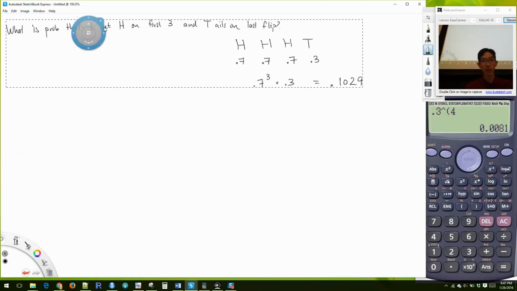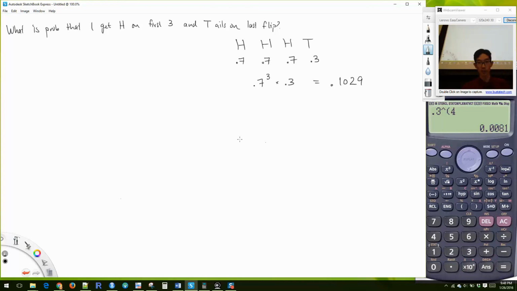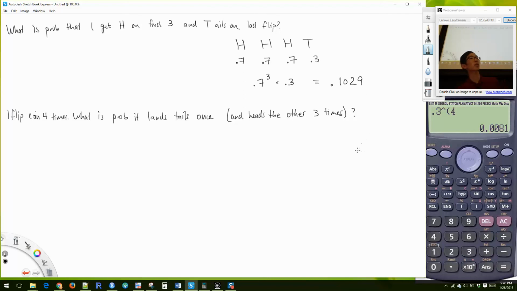Contrast this question, what's the probability I get heads on the first 3 and tails on the last flip, versus this: I flip the coin four times. What is the probability it lands tails once, which implies heads the other three times? Okay, is it the same answer as this? No, there's a difference here, right? What is the probability that it lands tails once and heads the other three times? And we're going to say the order doesn't matter. Order does not matter in this case.